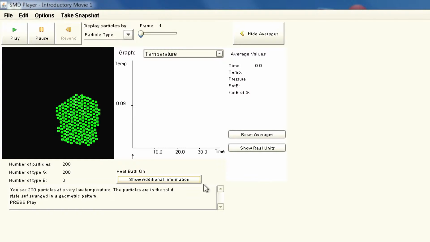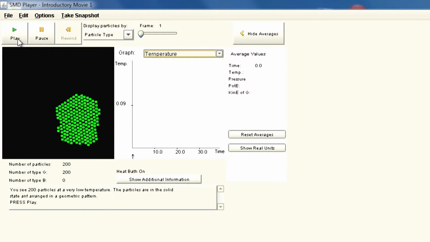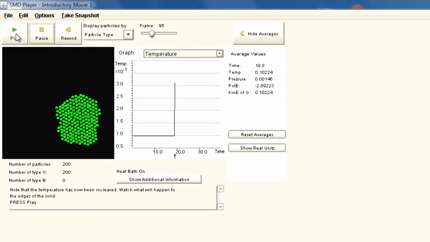Because this is a pre-recorded simulation, you can see and understand different parameters. First let us look at temperature versus time, then pressure versus time, and energy versus time. Those are the three parameters and we want to see what happens to them as we do the phase transition. We are essentially giving some heat to the system, heat bath is on, go forward.